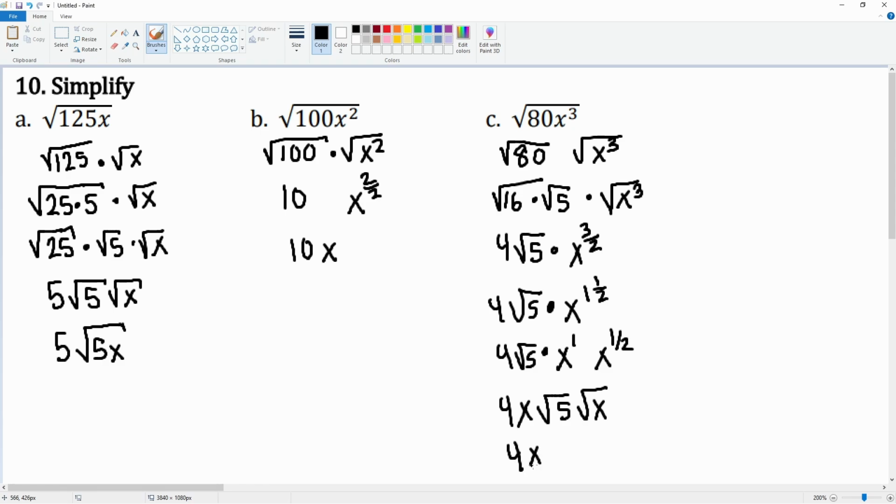So the final answer would be 4x radical 5x. There you go.